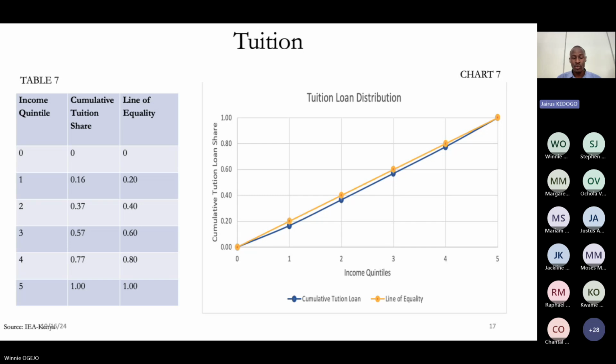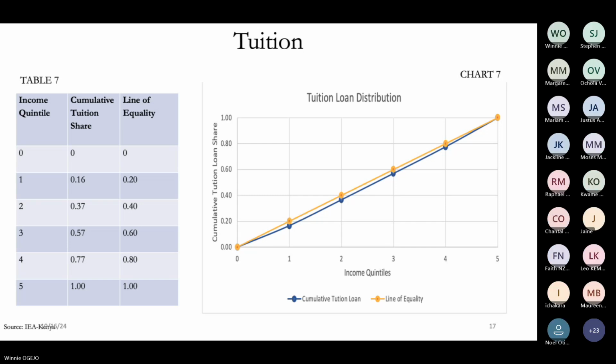And so let's go back to our presentation. The loan component, which is administered by Higher Education Loans Board, has two components, that is tuition and upkeep. And together, they make up about 52% of the total student financing for the FY 23-24. That is under the new funding model.